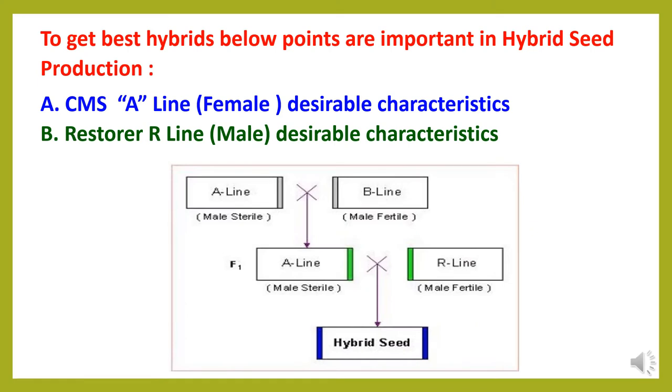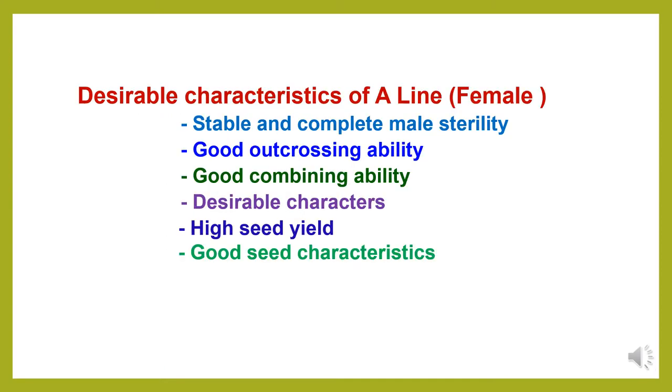To get the best hybrids, two points are very important in hybrid seed production. First, the CMS A line, meaning female desirable characteristics, and second, the restorer line, R line desirable characteristics. Desirable characteristics of the A line female can be described as stable and complete male sterility, good outcrossing ability, good combining ability, desirable traits, high seed yield, and good seed characteristics.